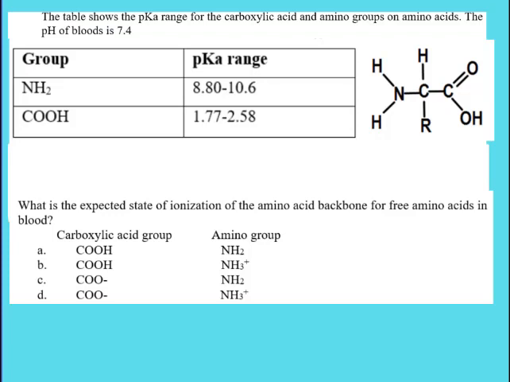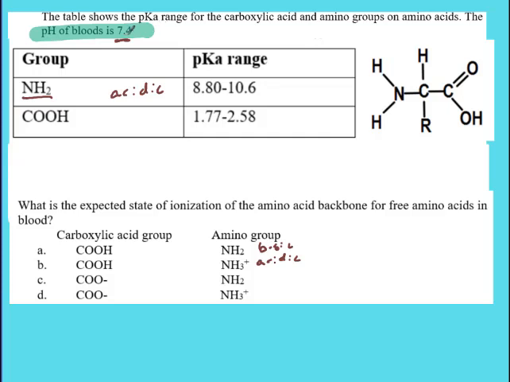So here we have a carboxylic acid and an amino group on an amino acid. They said that the pH of blood is 7.4. They want to know what is the expected ionization state of this amino acid for the free amino acids in blood. So for NH3, 7.4 is our pH of blood, and that is lower than this pKa range. So NH3 should be in its acidic form. Well, we have two forms here. Acidic is going to have more hydrogens. So this is the acidic form. This is the basic form.